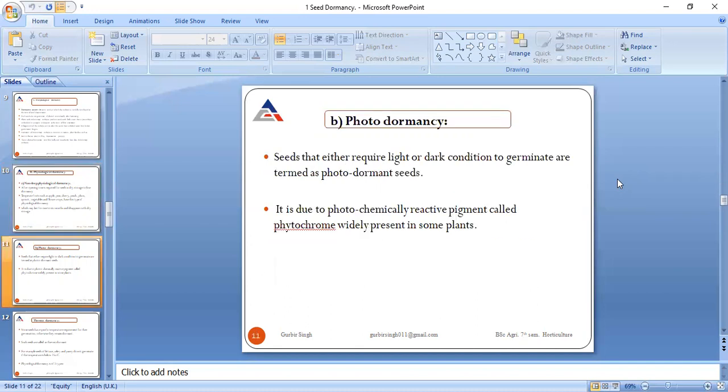Next is photodormancy. Seeds that require either light or dark conditions to germinate are termed photodormant. It is due to a photochemically reactive pigment called phytochrome, widely present in some plants.